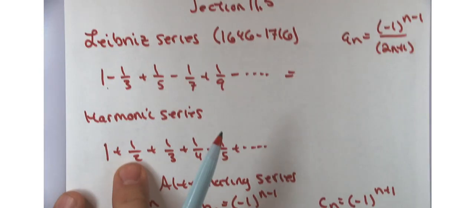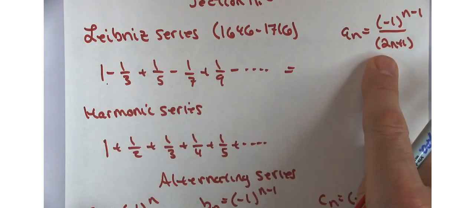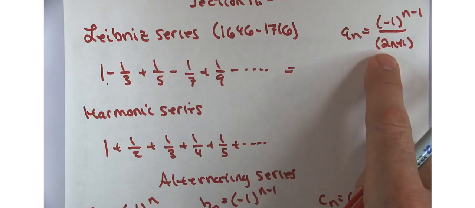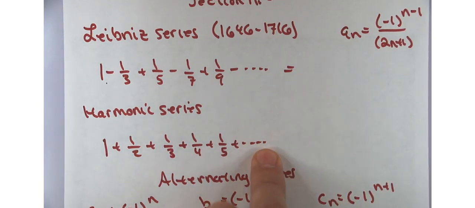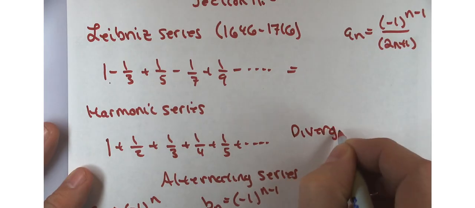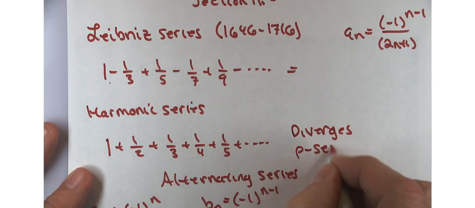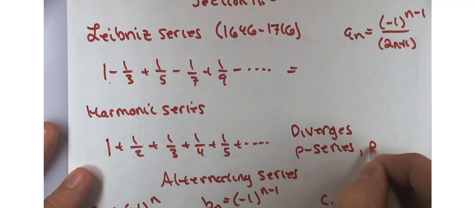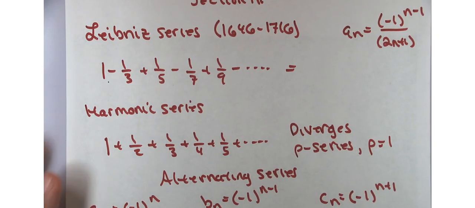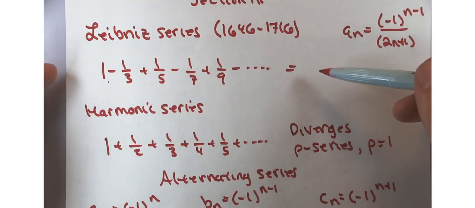Take a look at the terms. They're not growing all that fast. It's really almost a constant multiple of the harmonic series. What do you know about the harmonic series? Does it converge or diverge? Diverges. Good. Can anyone give me a quick reason why? Perfect. P series, p equals 1. Nice. So it'd be reasonable to expect that this would diverge, but it doesn't.